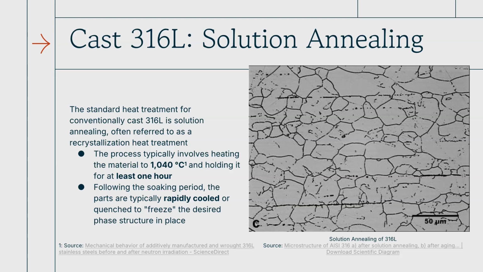So here are the manufacturing specifics for cast 316L. The heat treatment for cast 316L is called solution annealing, which is referred to as a process of recrystallization heat treatment. The process typically involves heating the material to about 1040 Celsius and holding it for at least 1 hour. After the soaking period, it is then rapidly cooled to freeze in the desired structure.